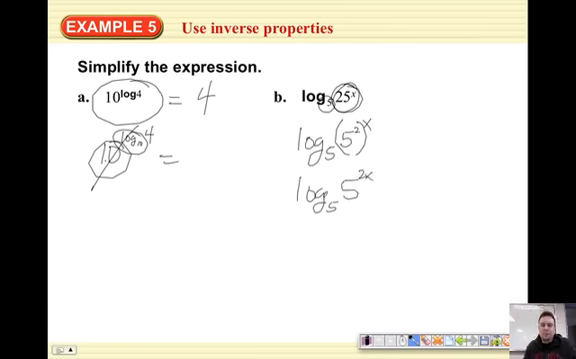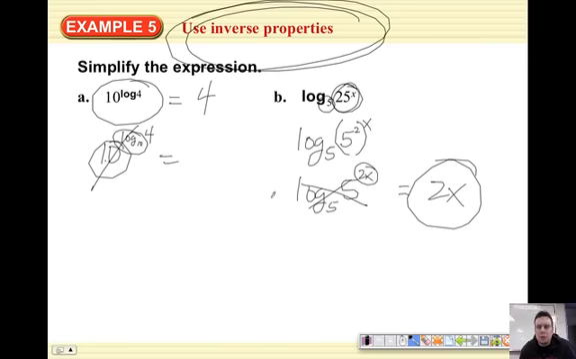Now look at this. Log base 5 of 5 to the 2x power. You should know your inverse property and say, log base 5 of 5, those cancel out. Those are inverses of each other. You're left with whatever's here, 2x. The answer is 2x. We just used a couple of inverse properties, so know how to use those. Okay? Moving on.